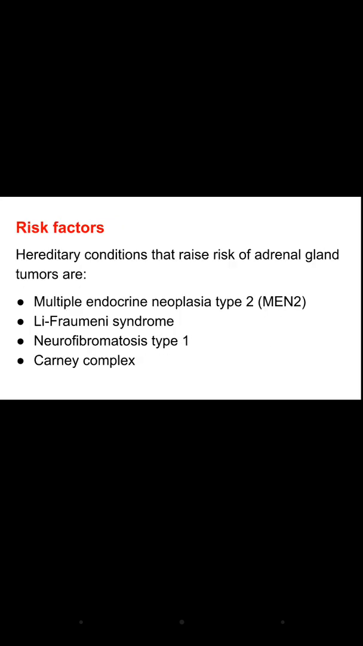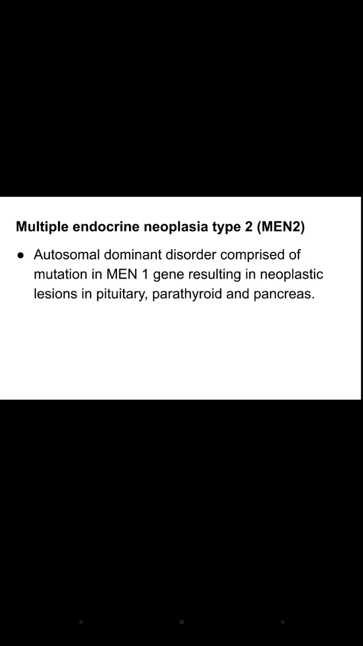Now, what are the risk factors? There are four main important risk factors which increase the risk of adrenal tumors. First one is MEN2, that is multiple endocrine neoplasia type 2 disorder, then Li-Fraumeni syndrome, neurofibromatosis type 1, and the Carney complex. In the MEN2, it is an autosomal dominant disorder, and there is a mutation of the gene. It should not be 1, it should be 2, and this increases the risk of the person for the adrenal tumor.